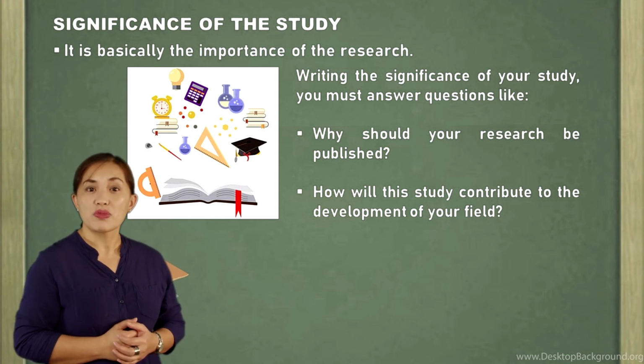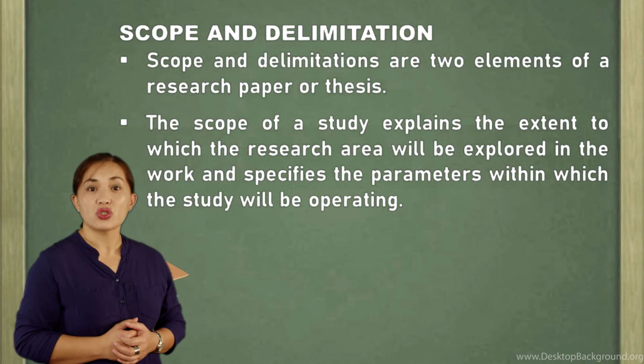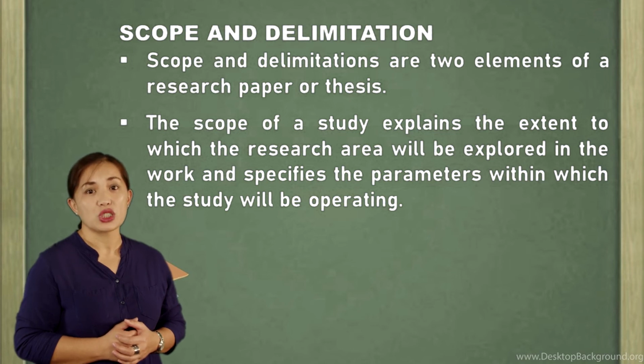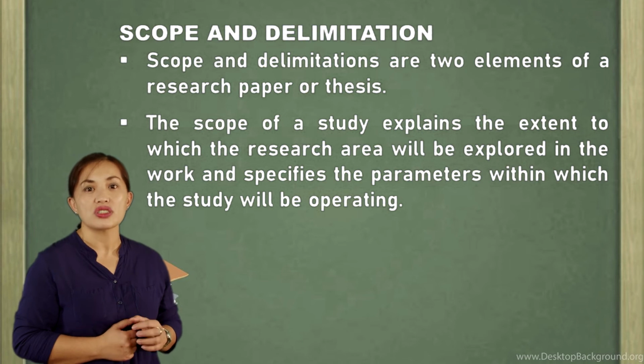Finally, the last part of Chapter 1 is the scope and delimitation. Scope and delimitation are two elements of a research paper or thesis. The scope of a study explains the extent to which the research area will be explored in the work and specifies the parameters within which the study will be operating.